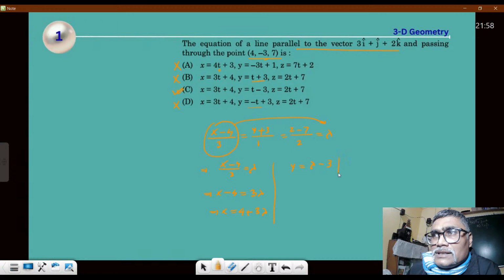For your confidence, try to verify the last one also. So z will be equal to what? 2 lambda plus 7, that is 2t plus 7. So this is the answer. Actually these are said to be the parametric form of the point on the line, right? If I talk about a line, a point on this line will be found like this. Okay, now let me go for the next question.